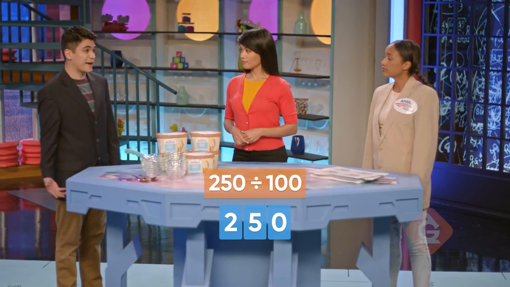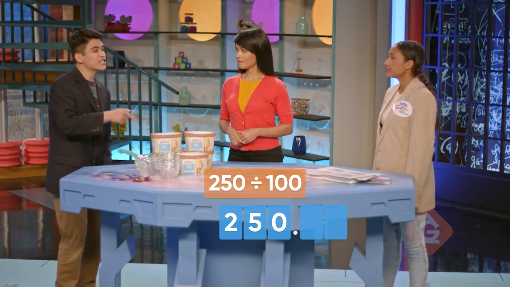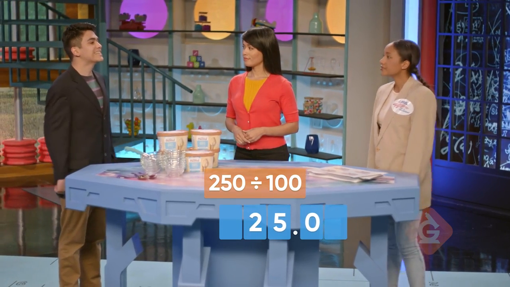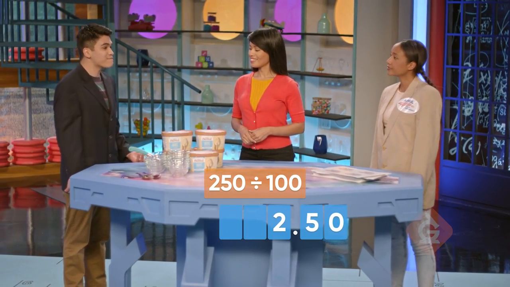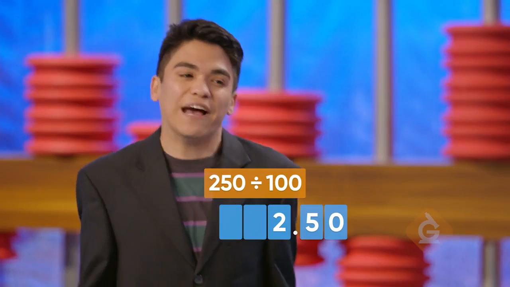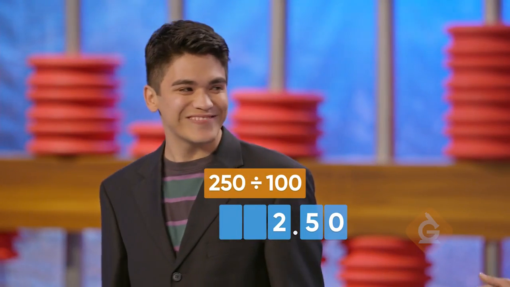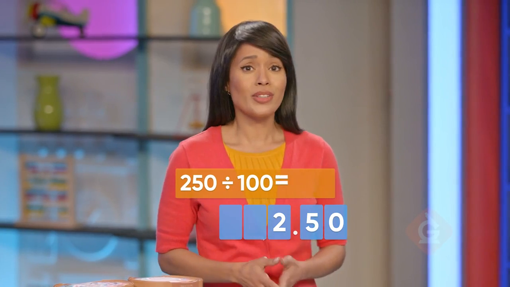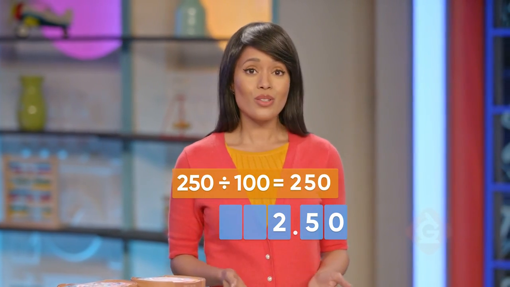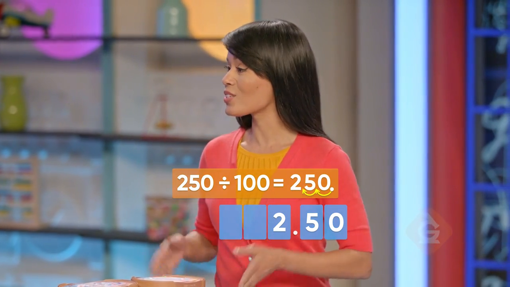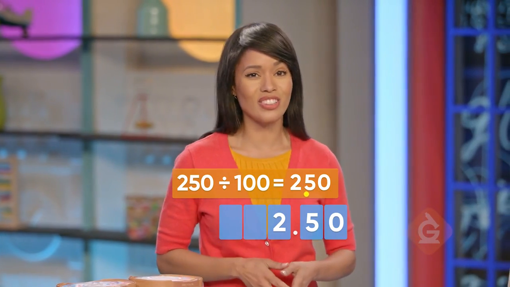Since we are dividing by 100, we'll move the digits 2 place values to the right. That means each student gets 2.5 bowls of ice cream. They are definitely gonna vote for me. Excellent. And just like before, you can't move the digits that way on paper. So you can just shift the decimal point to the left 2 place values.